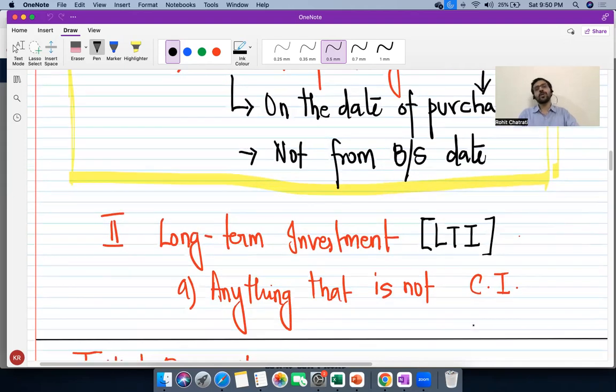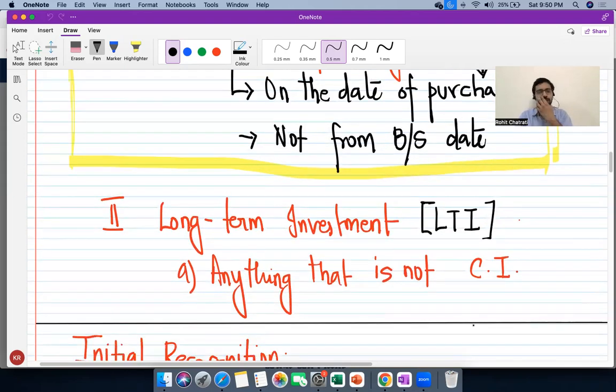Now, long-term investment, like I said, the definition is that anything that is not a current investment is going to be classified as a long-term investment. Now, this was a brief introduction on AS 13. We have not gone into the accounting yet. I will stop this recording at this point.